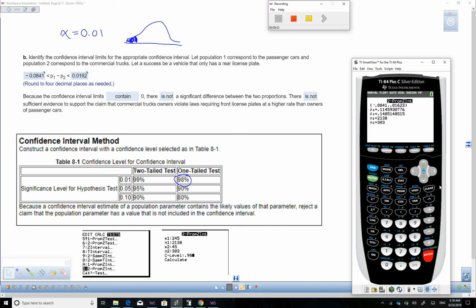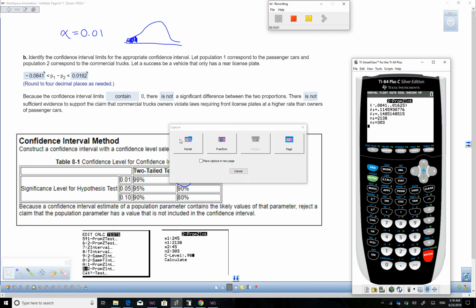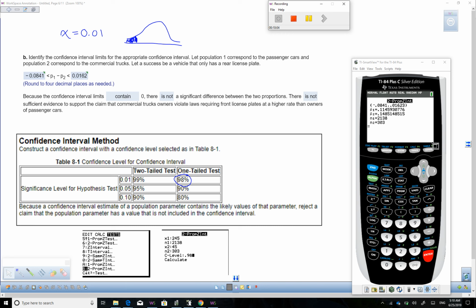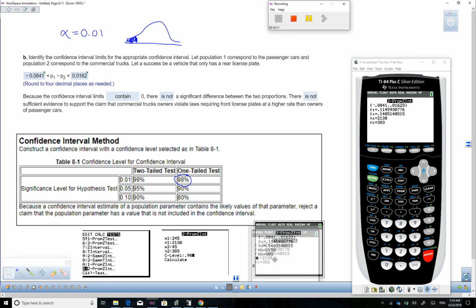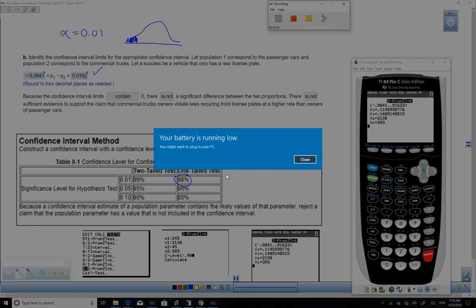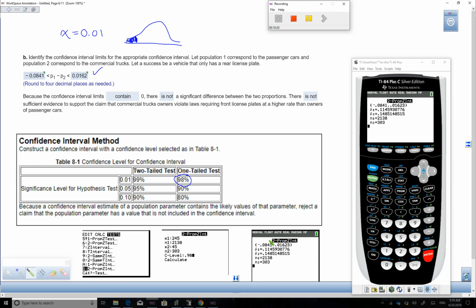This is the confidence interval you will obtain on the calculator, which is showing the same numbers as here. The confidence interval is right here. That's the lower limit of the confidence interval and the upper limit of the confidence interval.